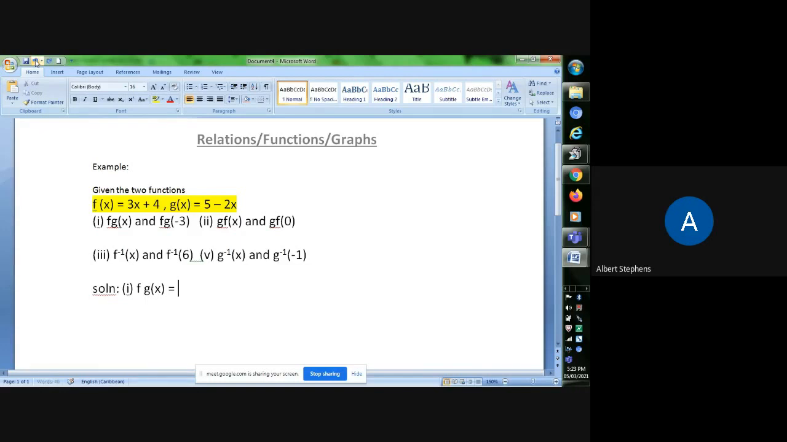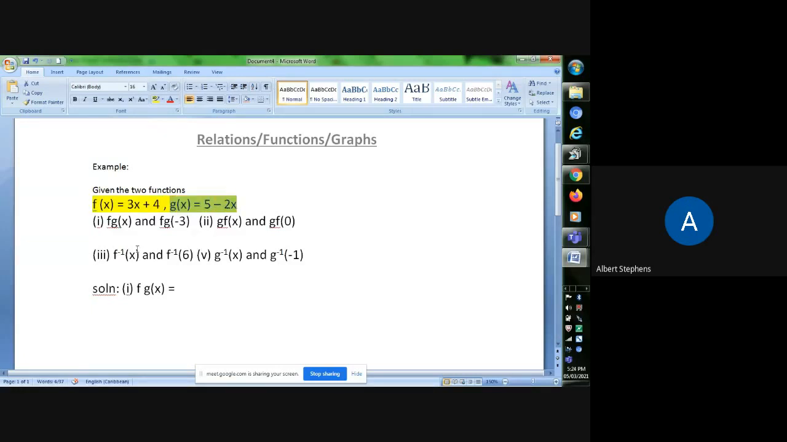So let me start again. Let me go again. No problem, because this will benefit some other persons. All right. So watch carefully now. Look, the question says to find what? f(g(x)). We're given an f function, which is 3x plus 4. We're given another function, which is 5 minus 2x.